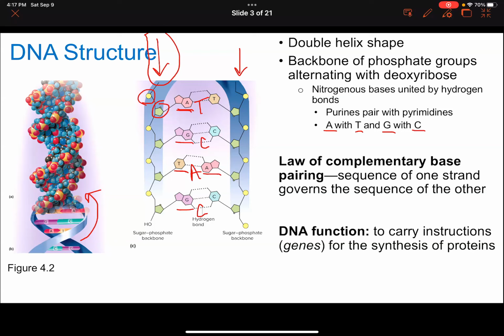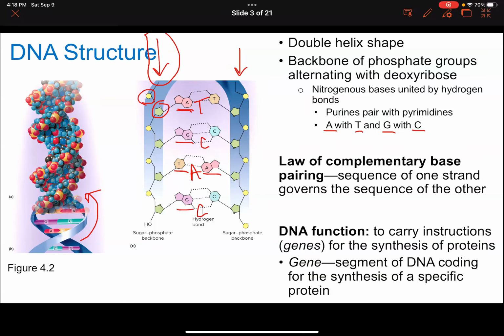What is the function of DNA? It is going to hold instructions that we call genes to synthesize specific proteins. A lot of times what I like to call it is it's like a recipe book. It's a recipe book to make a certain recipe or a certain food dish. And the food dish in this case is the proteins. And we need proteins for essentially everything we do and to help make us.